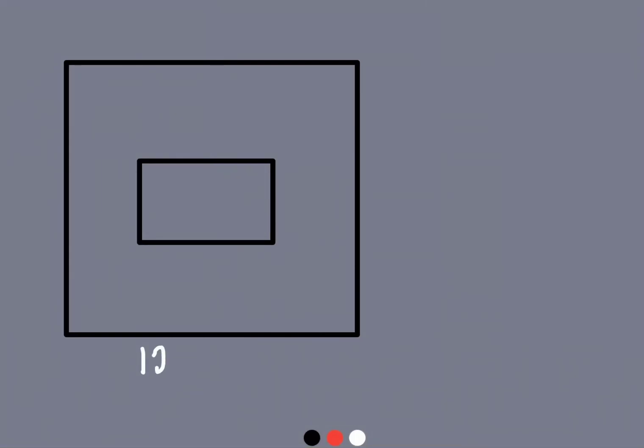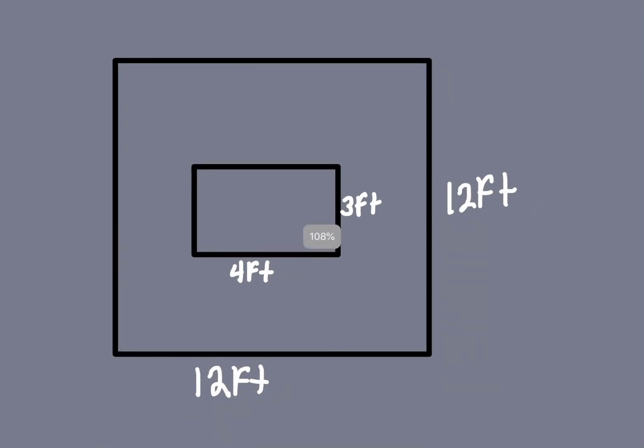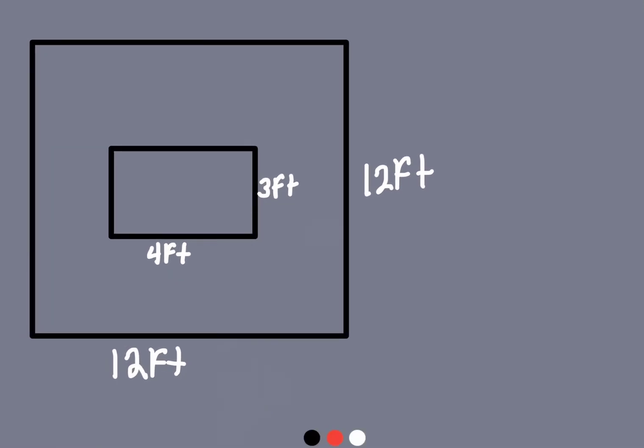Here you have two figures, or kind of like a box inside a box. Imagine we're trying to find the area of one and the area of the other and see what the shaded area amount is. Inside you have the little box that has 4 feet by 3 feet sides, and the outside box has 12 feet by 12 feet sides.